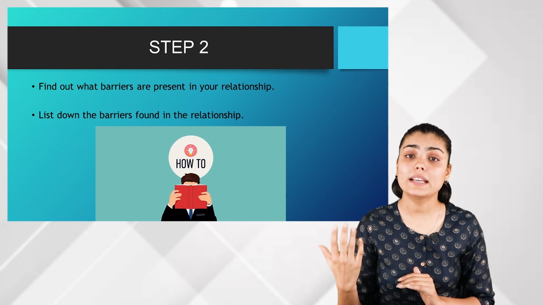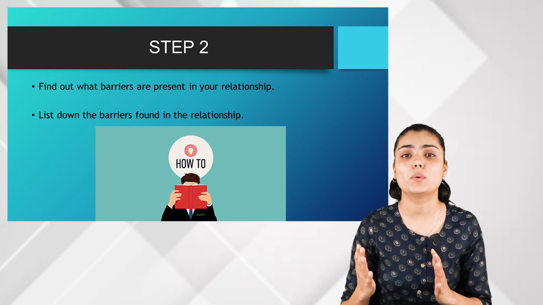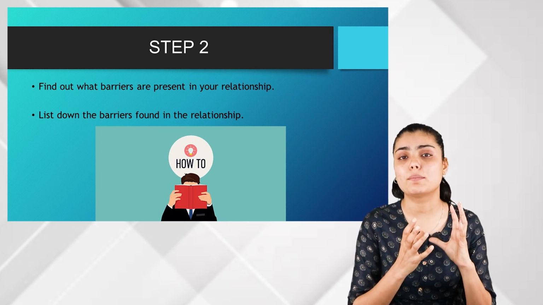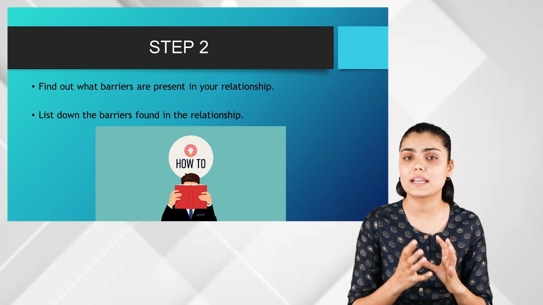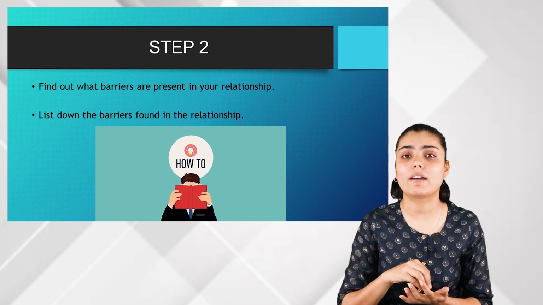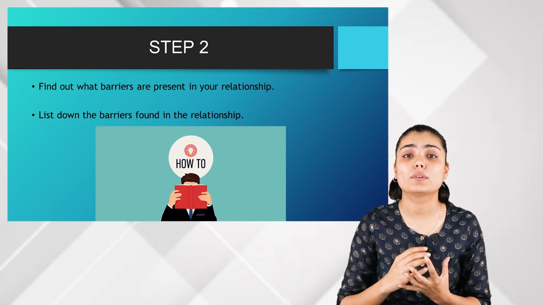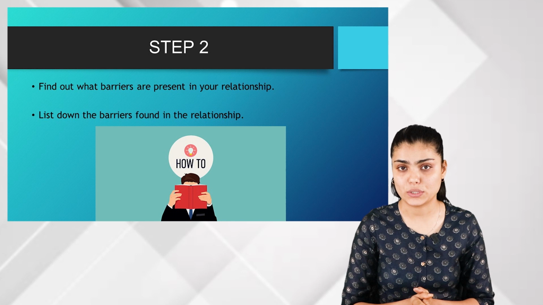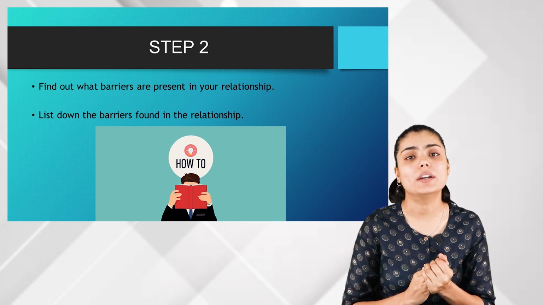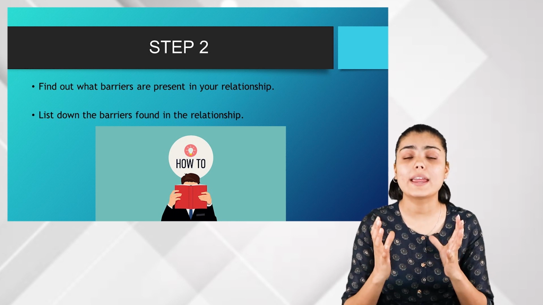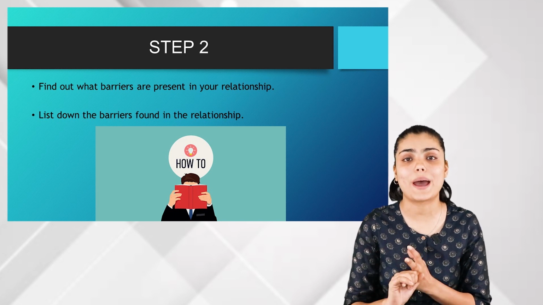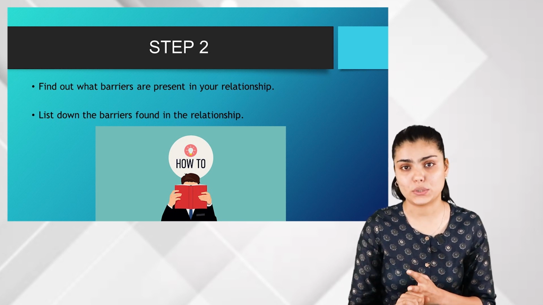The next one is step 2. What do we have to do in the next step? We have found a problem. We have admitted that there are some problems and we have found the problem in the relationship. Now in step 2, we have to find out the barriers that are present in our relationship. We have a problem, and what is the barrier that is present in our relationship? Once you find out the barriers, you have to list down all the barriers that are present in your relationship.